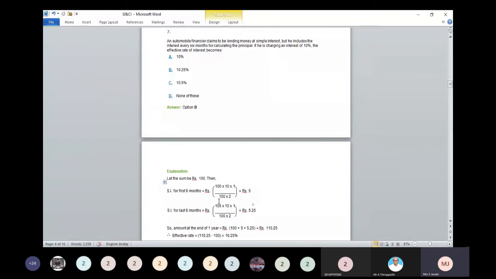So 6 months means what? Half of the year. So take that the period is 1/2 of a year, right? Half of the year means 1/2 year. Okay, so that is P into R into T divided by 100, and rupees 5. So for 6 months, the simple interest is what? Rupees 5. These are the first 6 months. And then next, you have to calculate what? Next, the last 6 months. So for the 1 year, first 6 months, the simple interest is rupees 5.